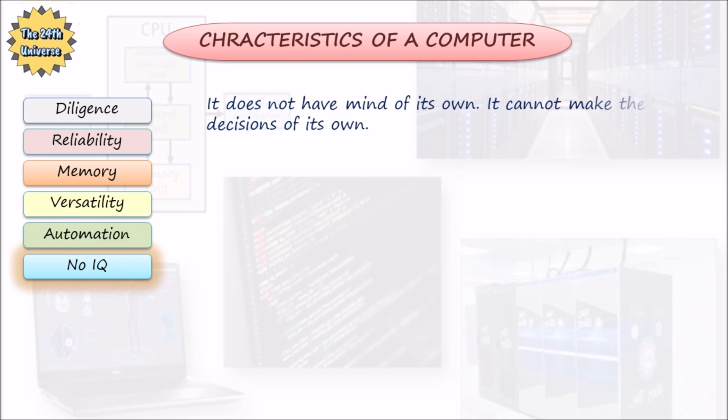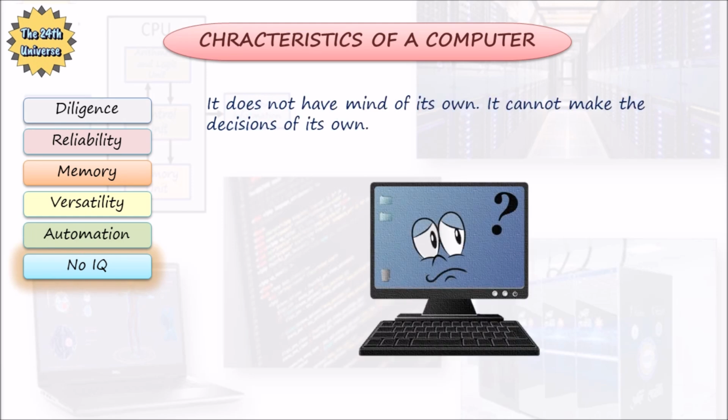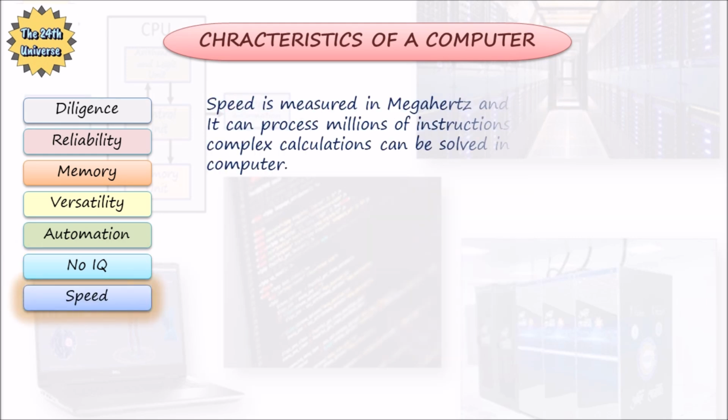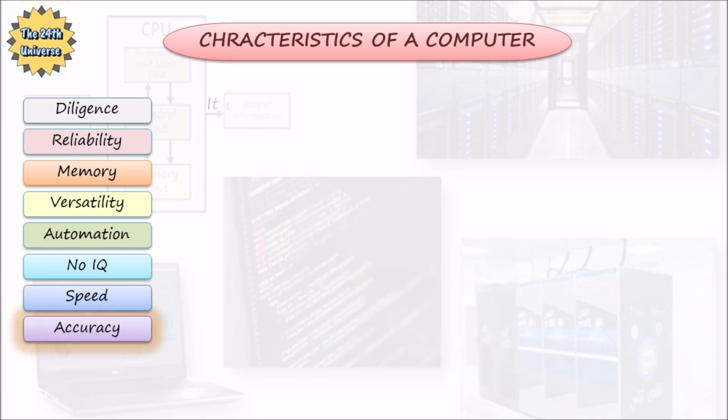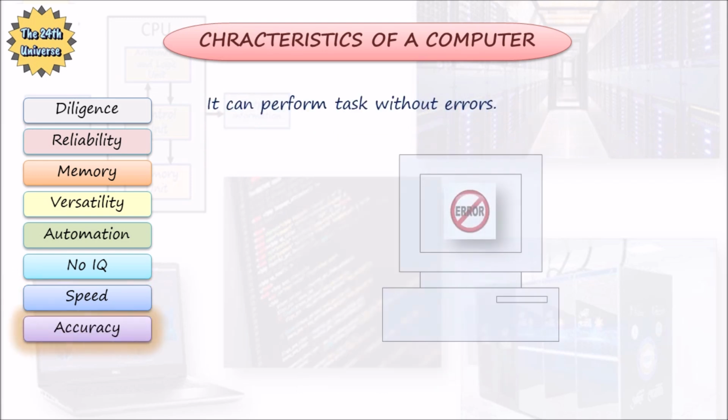Intelligence is the ability to acquire and apply knowledge and skills. Computers do not have a mind of their own. They cannot make decisions on their own. Speed. Speed is measured in megahertz and gigahertz. It can process millions of instructions per second. Several complex calculations can be solved in a few seconds by the computer. Accuracy. It can perform tasks without errors.